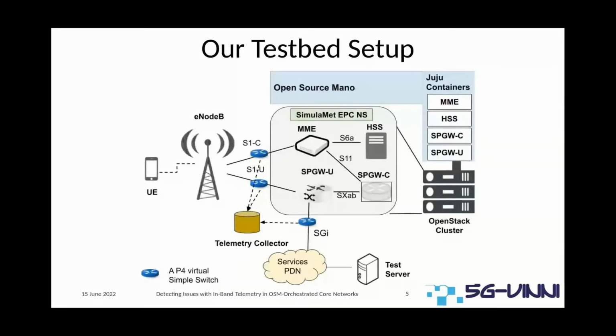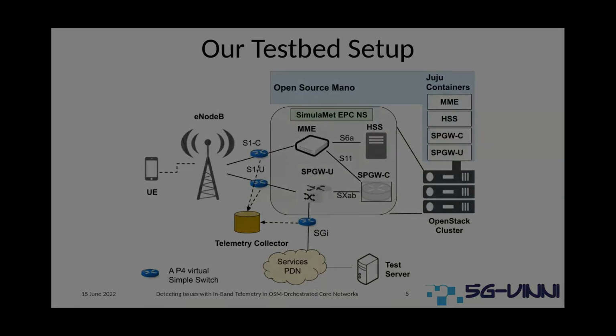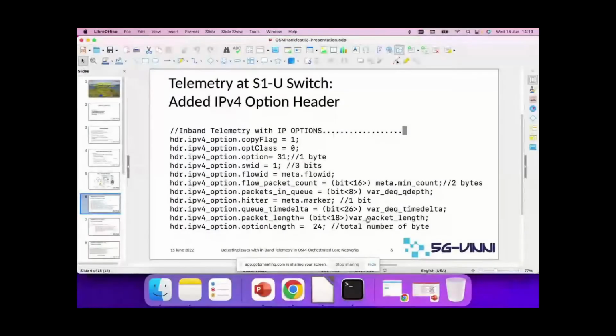So that is our setup so far, and now my colleague Mah-Rukh is going to explain some more details about the in-band telemetry itself. Okay, so here we are adding telemetry information that we are tracking for the incoming packets on the S1-U interface, and these are added to the IPv4 option header.